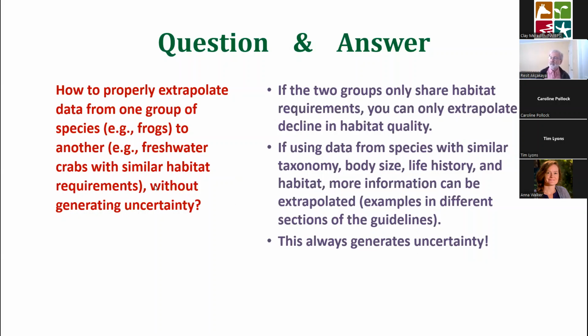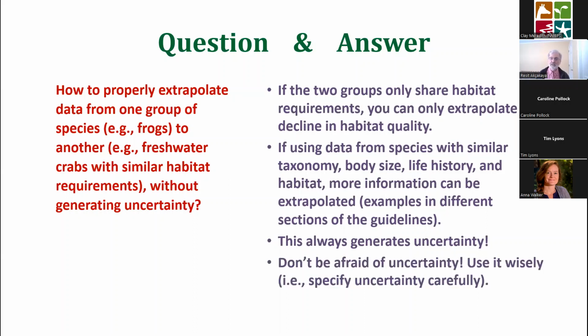Now, let me also say a few words about the last part of this question. The question ended by saying, without generating uncertainty. Well, there is no way. There is always uncertainty, and extrapolating from one taxon to another always creates more uncertainty. So there's always uncertainty. So don't be afraid of uncertainty. Instead, I say, use it wisely. That is to say, specify the uncertainty ranges for each parameter based on what you know.